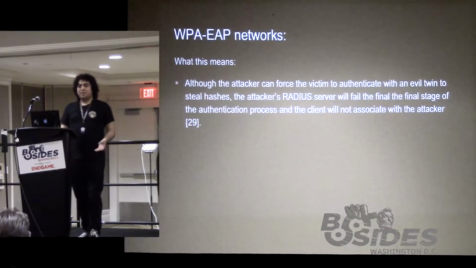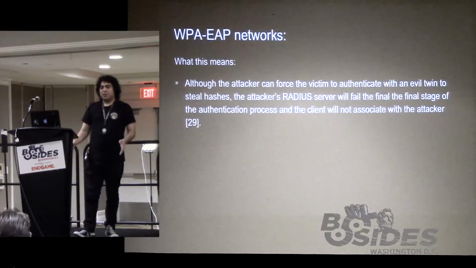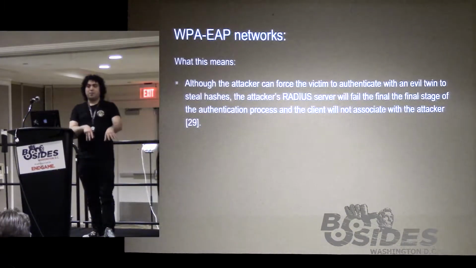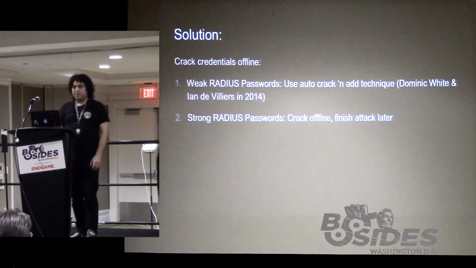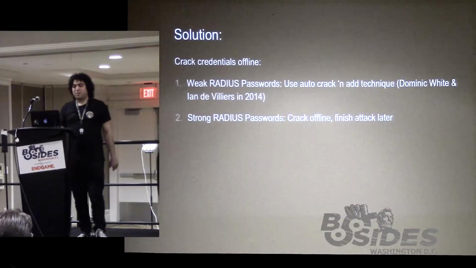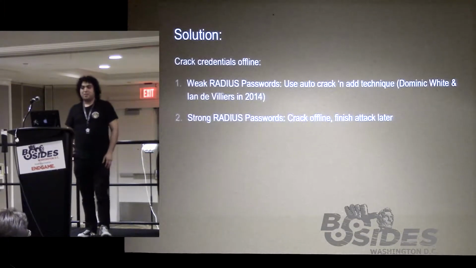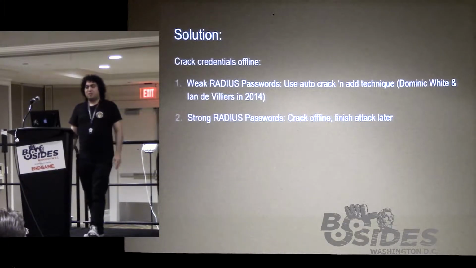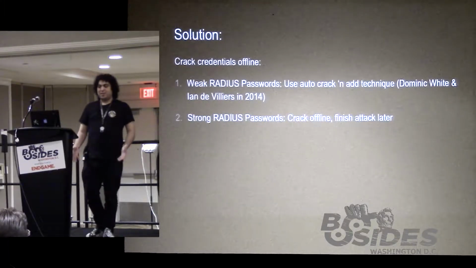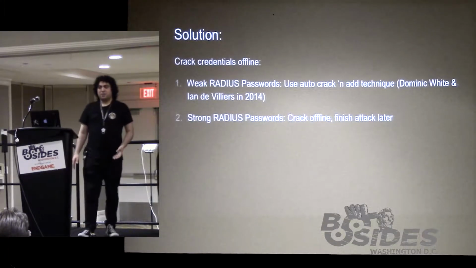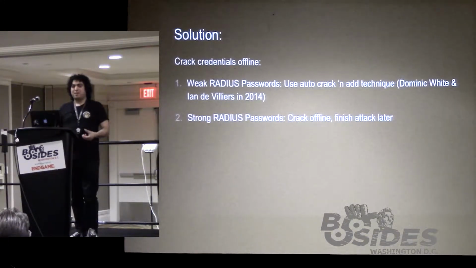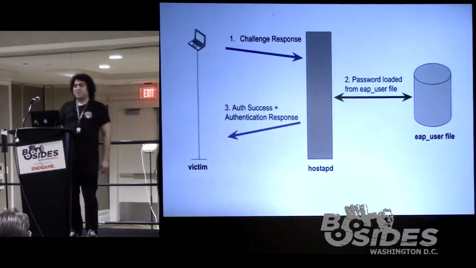So, this is something that we really need to overcome because pretty much any interesting rogue AP attack that you want to do, aside from simply stealing Radius credentials, you're going to need a full association from those clients that are connecting to you. Now, there are a couple ways of doing this that already exist. For weak Radius credentials, you can use something called autocrack and add. This is a technique that was developed by Dominic White and Ian de Villiers in the same talk where they improved Karma attacks in 2014. And that'll work for weak Radius creds. For stronger Radius creds, remember that we can crack MS-CHAPv2 challenge and responses relatively quickly. So of course you could just crack them offline, come back, and finish the attack once you have valid Radius credentials. Let's talk about both of these.